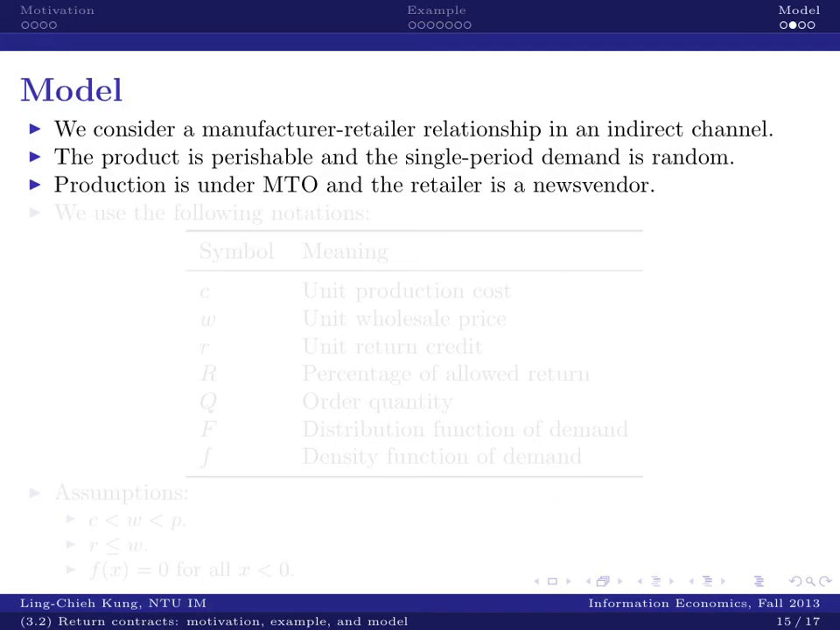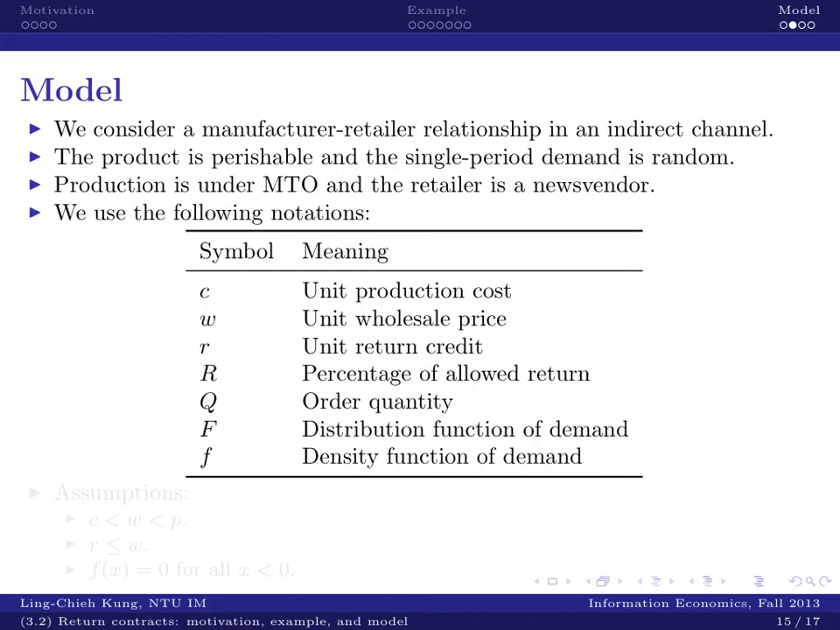Okay, we're going to consider a manufacturer-retailer relationship in an indirect channel, two players. The product is assumed to be perishable, and that's why we consider a single period problem with demand uncertainty. The production is under make to order, and that means the manufacturer can produce products after he gets the production order. And the retailer is a newsvendor. Price is fixed, and he needs to make the order quantity decision. We use the following notations. Some of them have been shown to you.